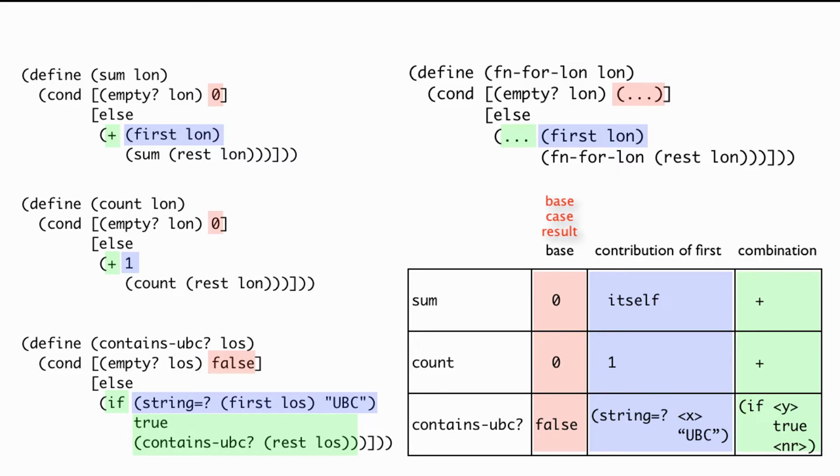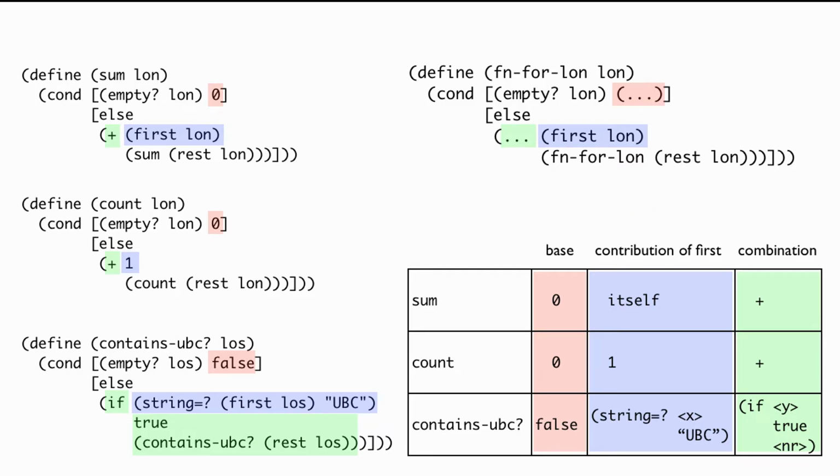For sum, the base case result is 0. For count, the base case result is 0. And for contains UBC, the base case result is false. That's fairly straightforward. The blue I'm going to call the contribution of the first to the overall result. So in the case of sum, each element of the list, when it's its turn to be first, contributes itself to the overall result, because sum is sitting there adding together all the numbers in the list.